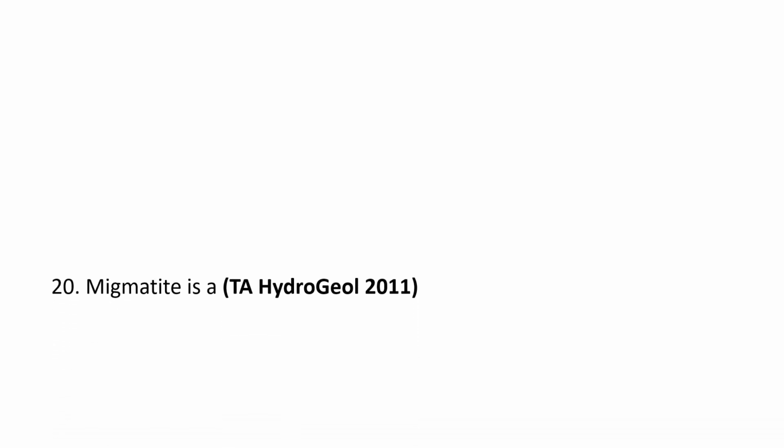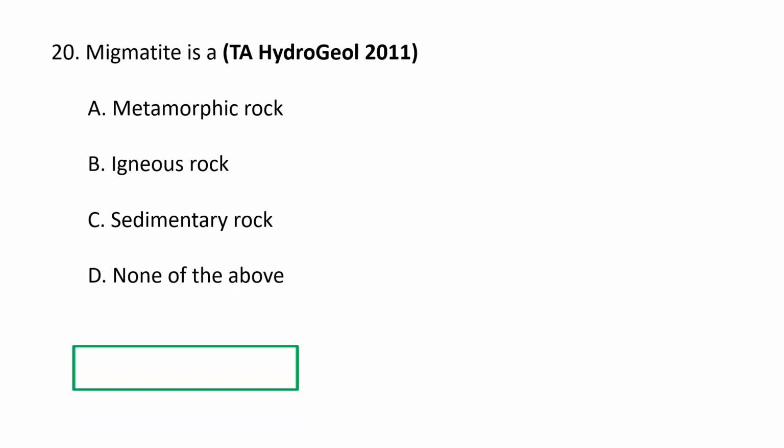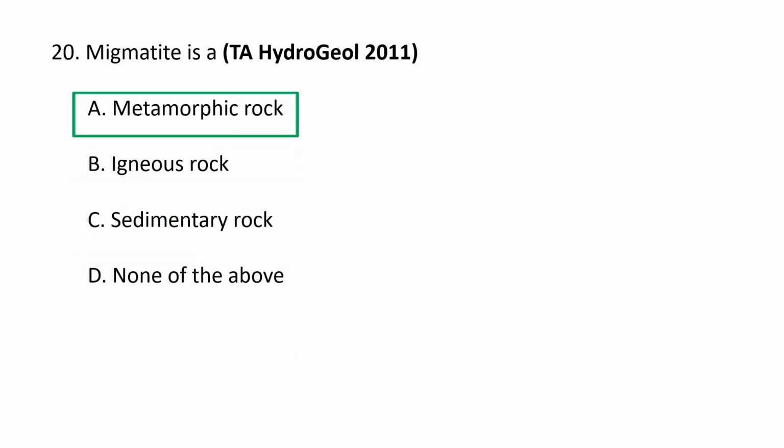Next question. Migmatite is A. metamorphic rock, B. igneous rock, C. sedimentary rock, and D. none of the above. Migmatite is a metamorphic rock that's made up of alternating layers of different types of rocks such as granitoid, schist, or gneiss. It's a hybrid rock that's a result of partial melting of an older metamorphic rock, which is called the paleosome, and the subsequent recrystallization. And the other layer is called the neosome, which has a pegmatitic, aplitic, or granitic appearance.